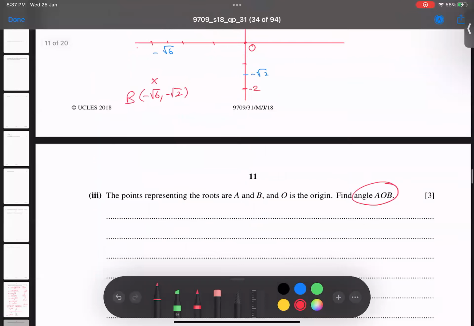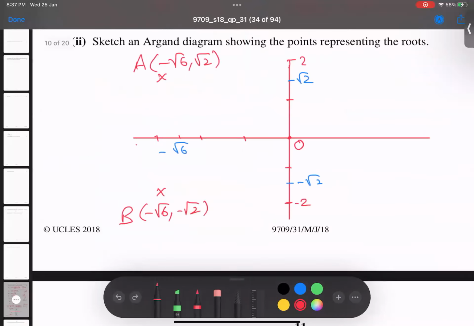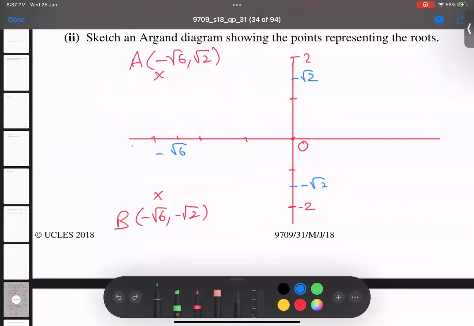Find angle AOB. How to find angle AOB? Where is angle AOB? If I join it this way, the total angle is my concern. But I think I can do it an easy way. If I find this angle and give it the name theta, then multiply by 2, I get my angle. I believe all points are very clear.